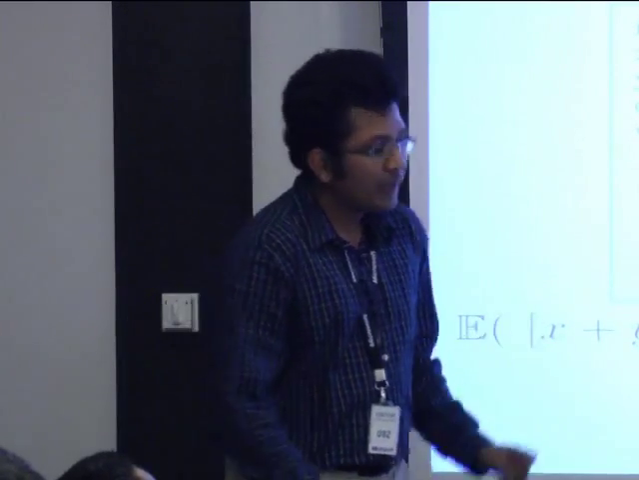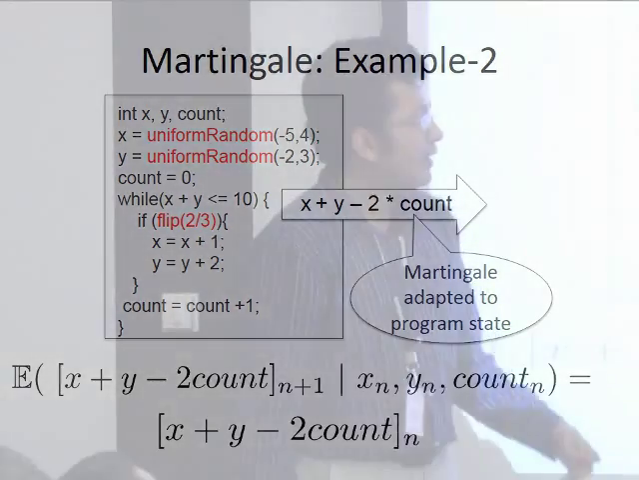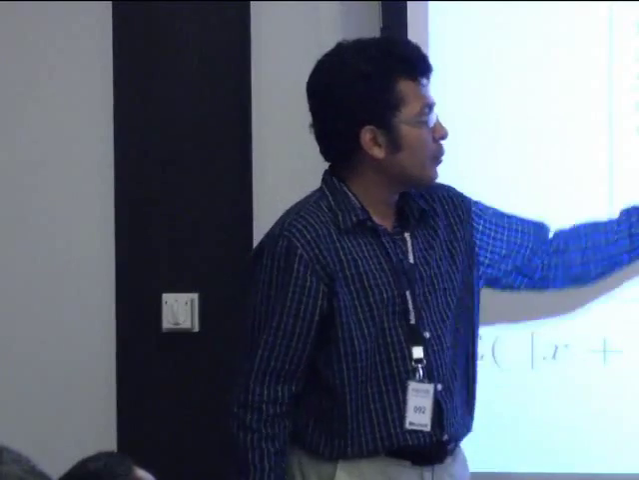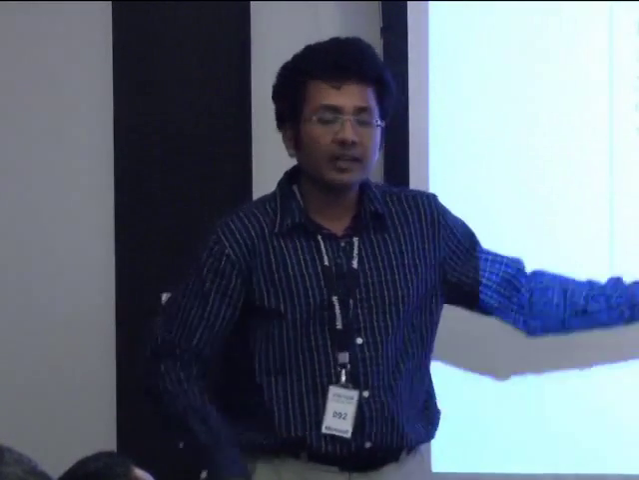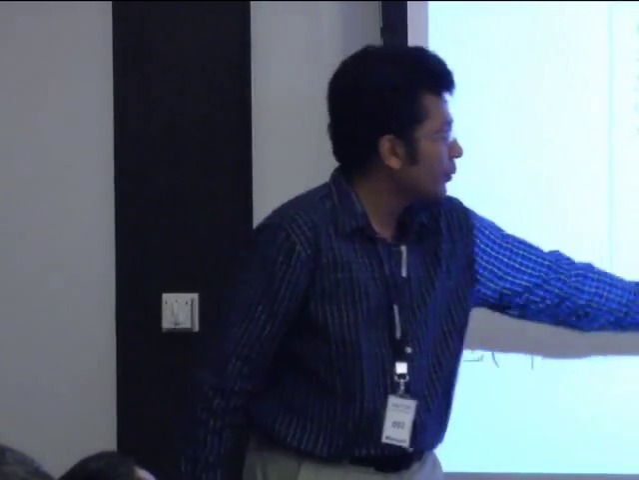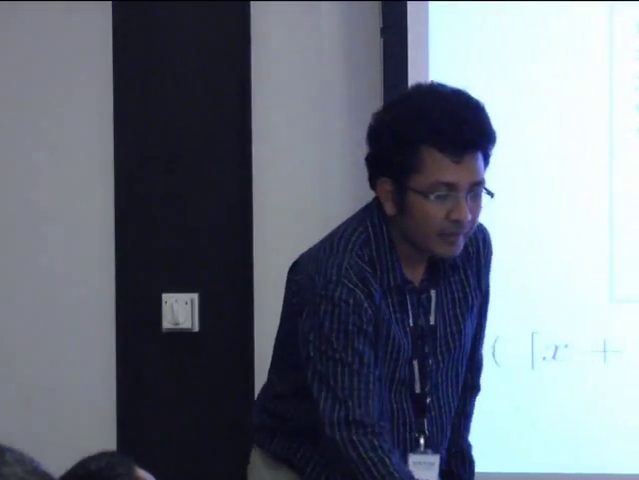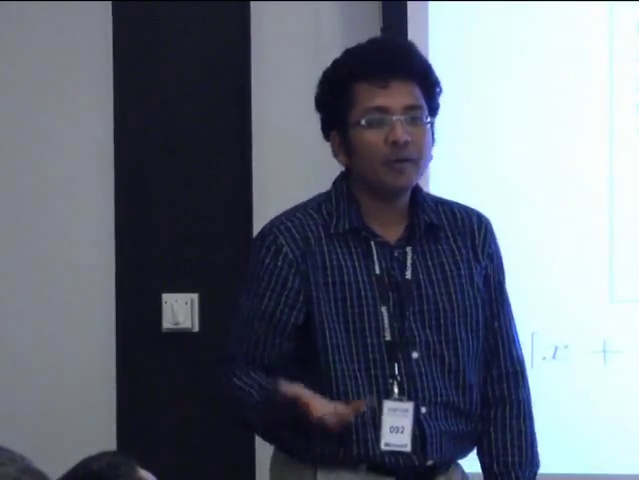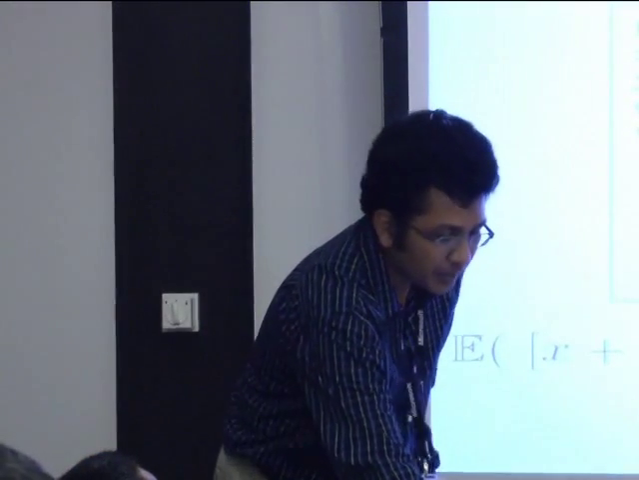Okay, the only small thing is we don't condition it on x plus y minus 2 count, we actually condition it on the state. And in martingale theory, this is called a martingale that's adapted to the program state. It's in terms of the program state, it's a martingale. And that's perfectly fine. Nothing changes even though you don't put the random variable here. Okay, so with that we can now start to build upon martingales in programs. Right? So we have made the connection, we can start to build upon it.